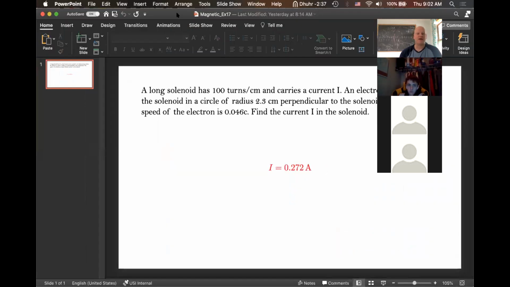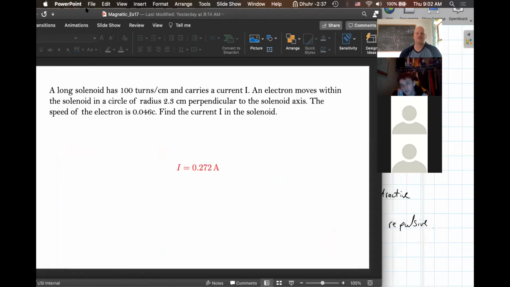This one says we have a long solenoid which has 100 turns per centimeter. So this is little n, and it carries a current of I. An electron moves inside the solenoid in a circular orbit of radius 2.3 centimeters, perpendicular to the solenoidal axis, which is the direction the magnetic field points. It says the speed of the electron is equal to 0.046 times c, where c is the speed of light, given as 3 × 10⁸ meters per second.